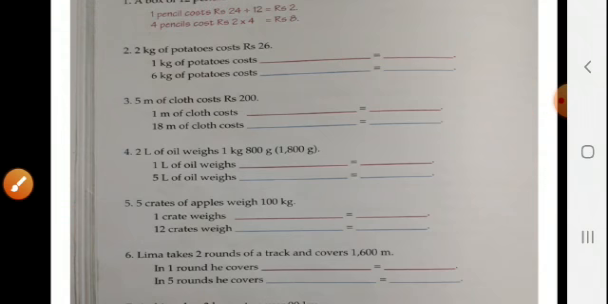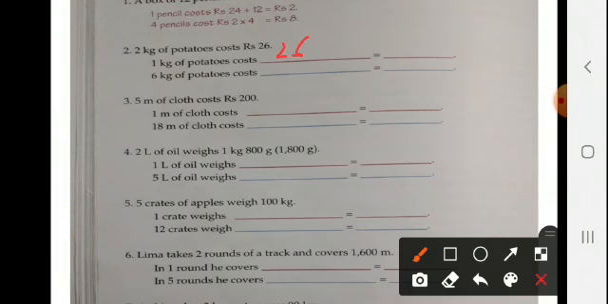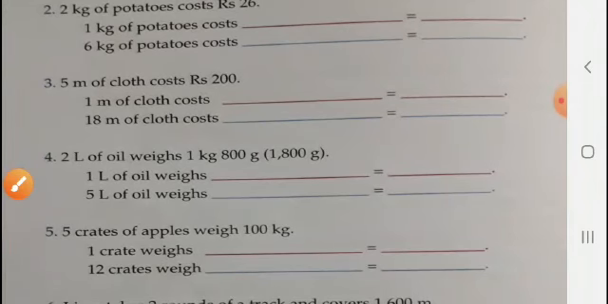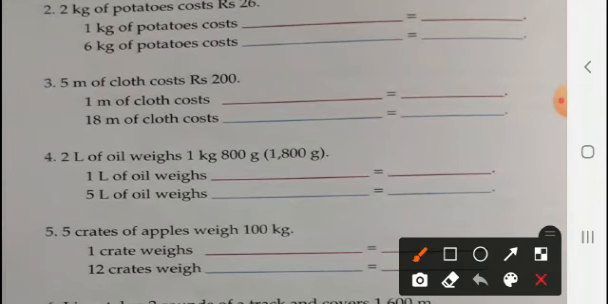Here we have done 26 divided by 2 and our answer is 13. Now we have to take out the cost of 6 kg of potatoes, so we simply multiply 13 by 6. What will be the answer? 13 sixes are 78. These type of questions you have to practice. Have you understood? Nothing new, you can take it as a revision.